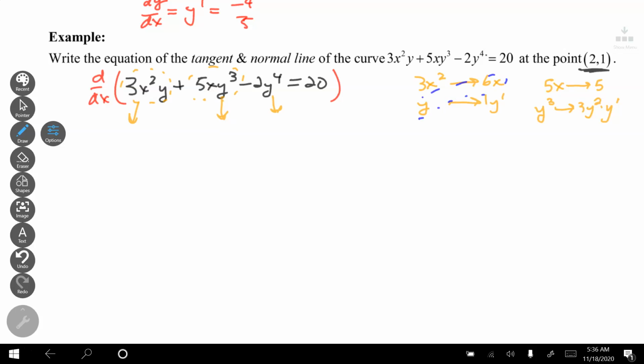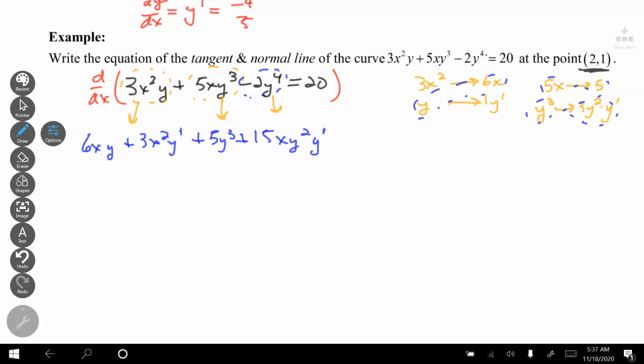So my first crisscross, 6xy plus 3x squared y prime is the first one, plus now I get the other one, 5y cubed, plus multiply those coefficients, I get 15xy squared y prime. That's what I get when I crisscross, and then I have to do this one, which is going to be minus 8y to the third. Don't forget there's a y there, so I have to do times y prime equals, and the derivative of 20 is 0.